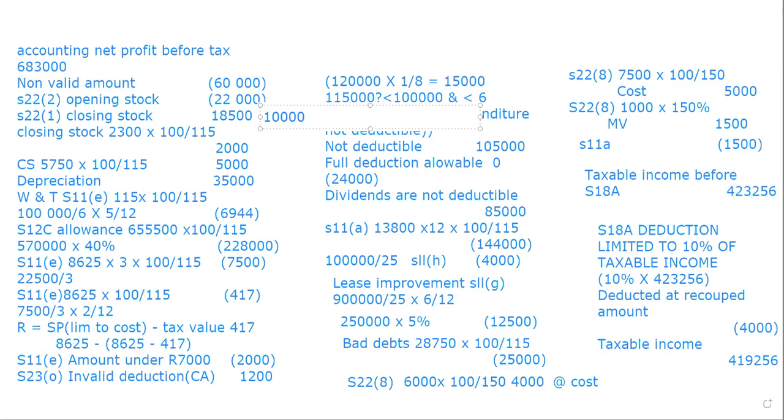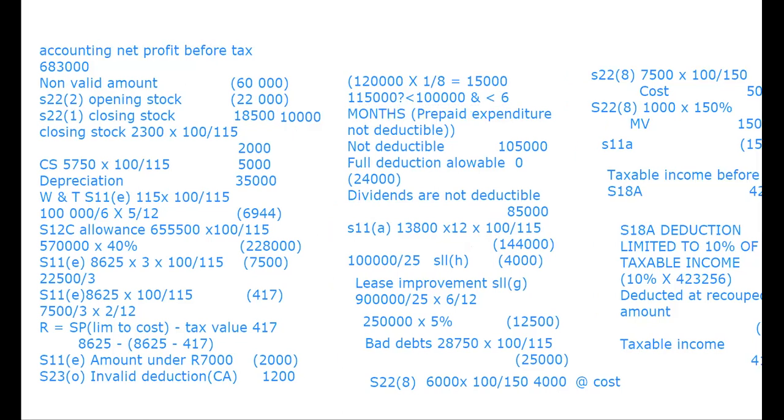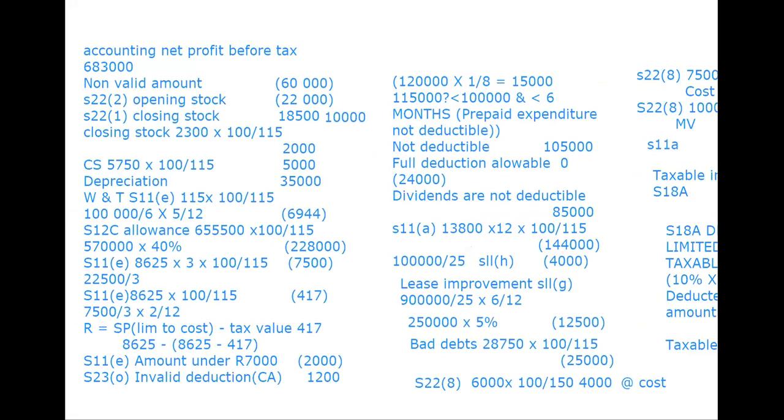So as you can see, 694 was right, 228,000 was right, 7,500 was right, and you understand completely why. 417 was right, 417 again was right. Understand completely why. 2,000 decrease in 2,000 was right, and the invalid deduction because of corrupt activities that we added was right. 1.2 thousand. Then technology. So you see most of them are 1 mark.